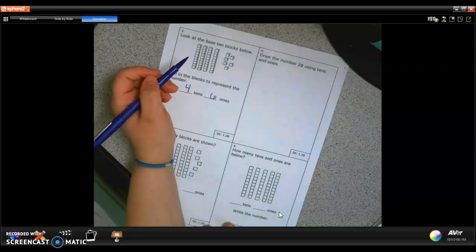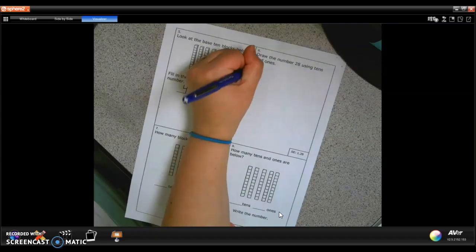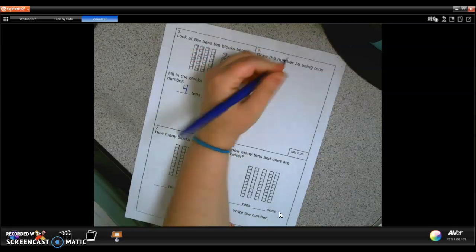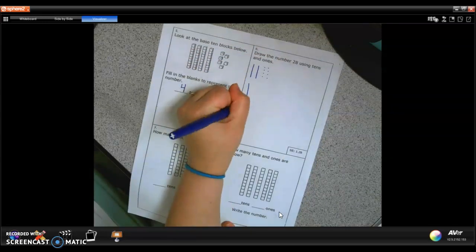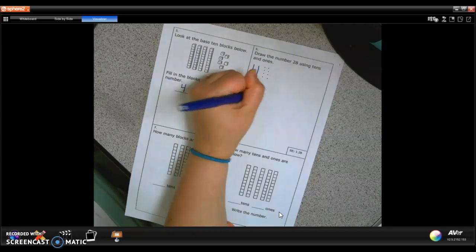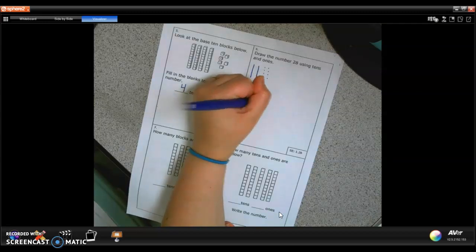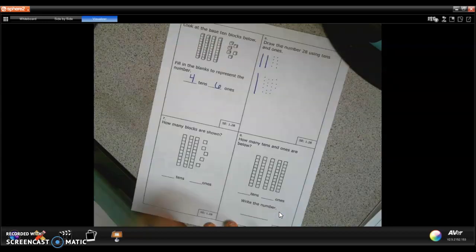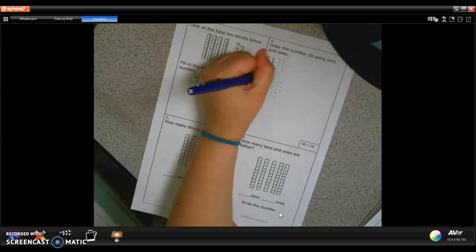Draw the number 28 using 10s and 1s. So I could represent that with 2 10s and 8 1s. Or I could represent that with 1 10 and 18 1s. 15, 16, 17, 18. How many blocks are shown? I'll put an or here so you know you don't have to do both.